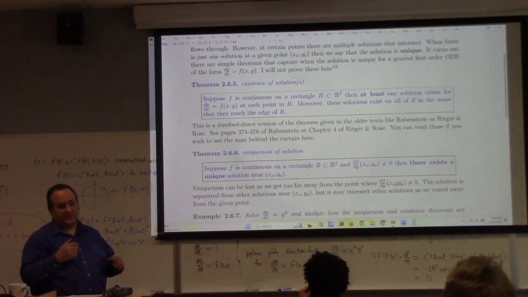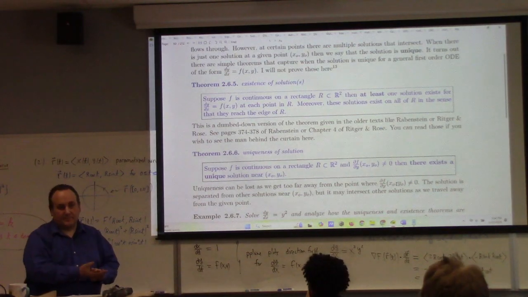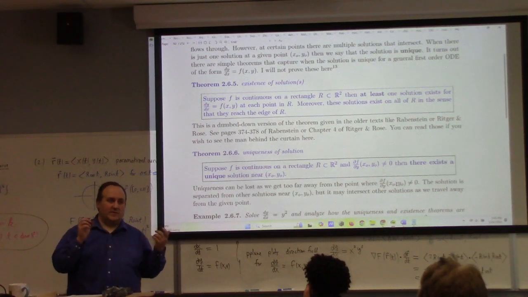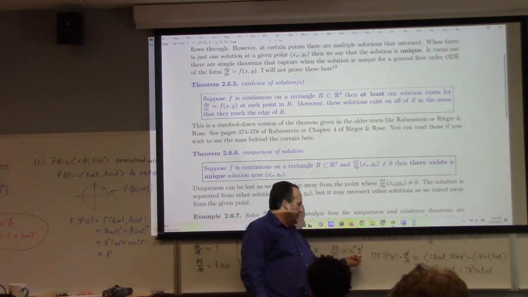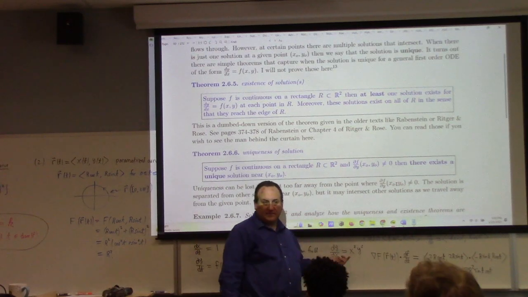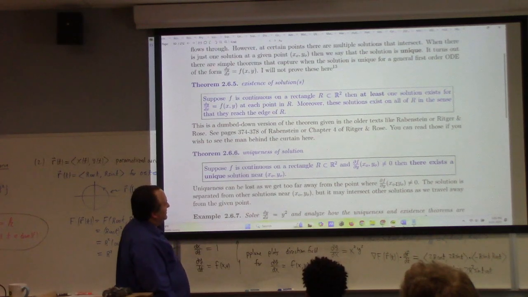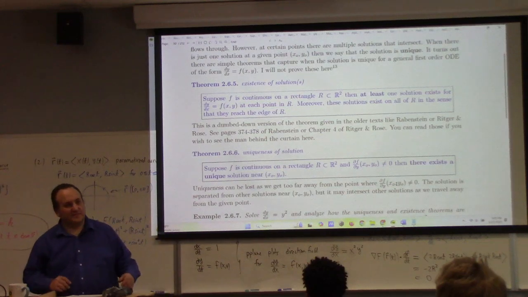Moreover, these solutions exist to the edge of the rectangle. They can be continued to the edge of the rectangle. This is very cool. So if you have dy/dx equal to, say, x squared y squared, where is that continuous? Let me put it a different way: is there any place in the plane where x squared y squared misbehaves?